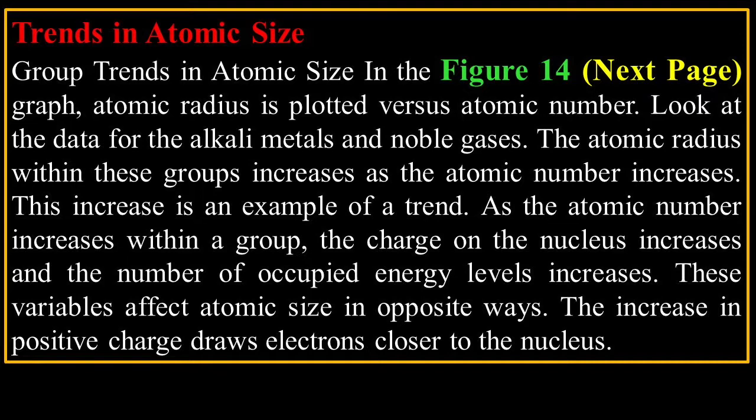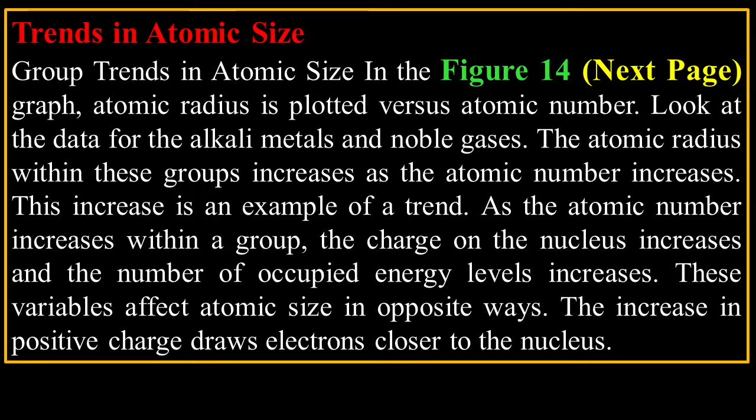Group trends in atomic size are shown in the figure 14 graph on the next page. Atomic radius is plotted versus atomic number. Look at the data from the alkali metals and noble gases. The atomic radius within these groups increases as the atomic number increases. This increase is an example of a trend.